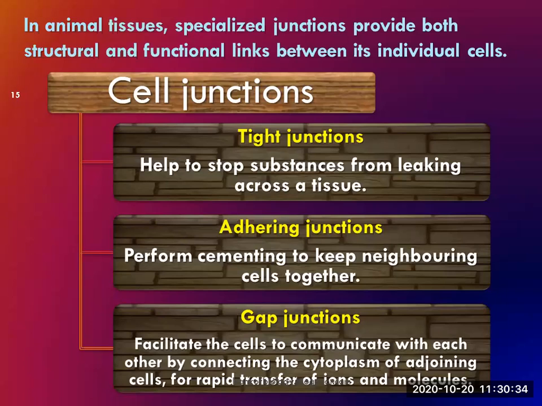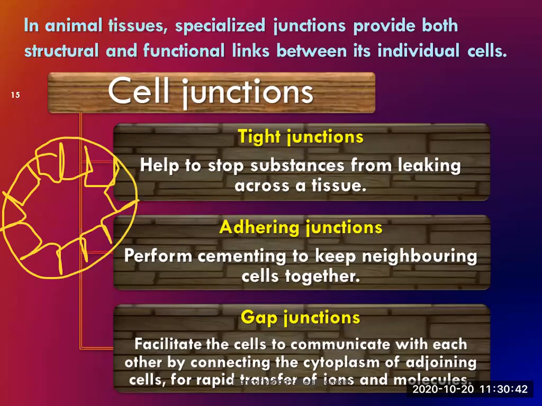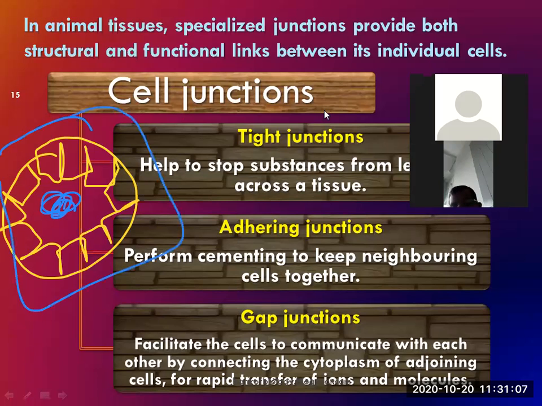For example, I'll show the gland here. These are the cells of epithelium which are very closely, tightly packed against each other. For what? Not to let the fluid out. That means to help stop substances from leaking across a tissue. Tight junctions help to stop substances from leaking across a tissue. So this is a tight junction, where the cells are closely arranged against each other.